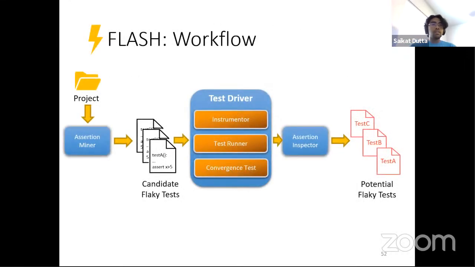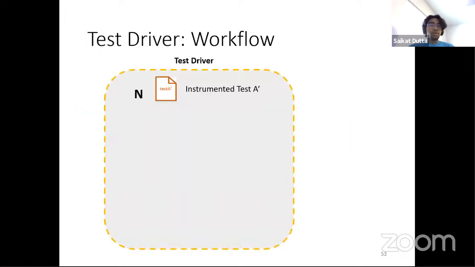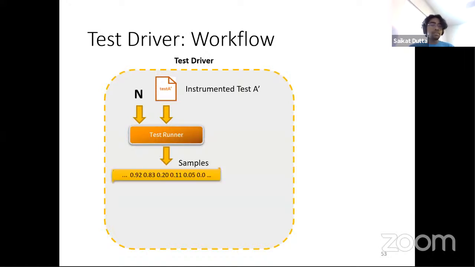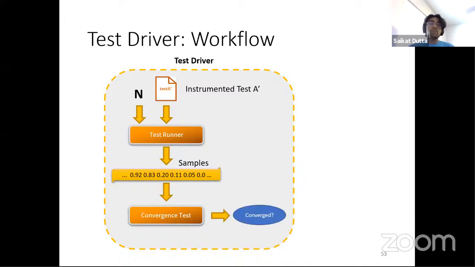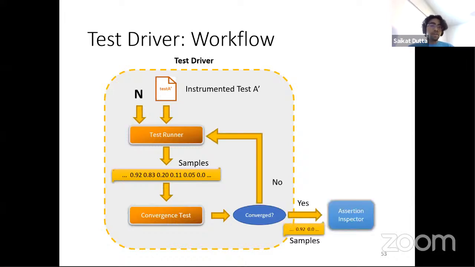Moving on, let us now understand how the test driver works and how it combines the 3 modules. Let's say we have the instrumented test A dash, and we have the number of samples N. This goes as input to the test runner, which runs the test N times and gets all the samples, which then go to the convergence test module, which says whether the samples have converged or not. If not, we go back and collect more samples. And if it has converged, then we send all the samples and the logged assertion to the assertion inspector, which computes the probability of failure and points us to the likely flaky tests.